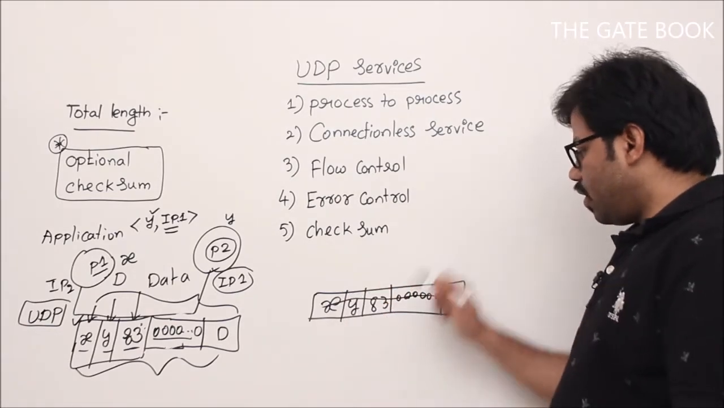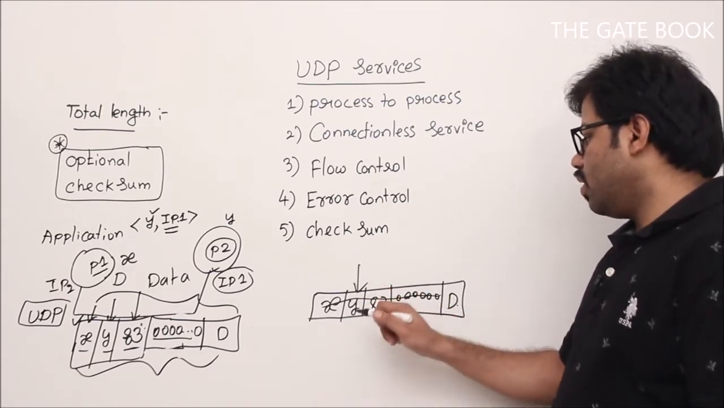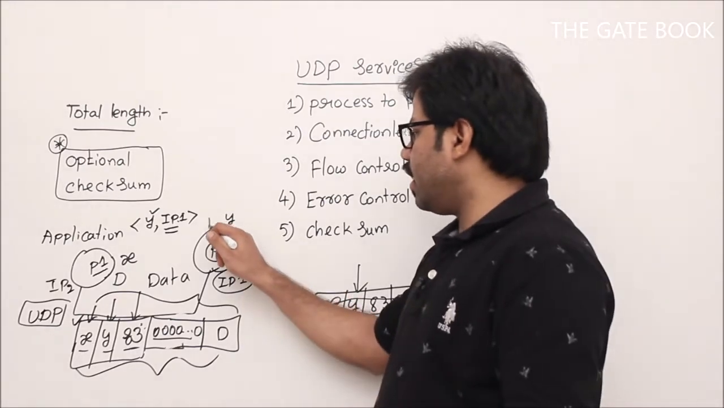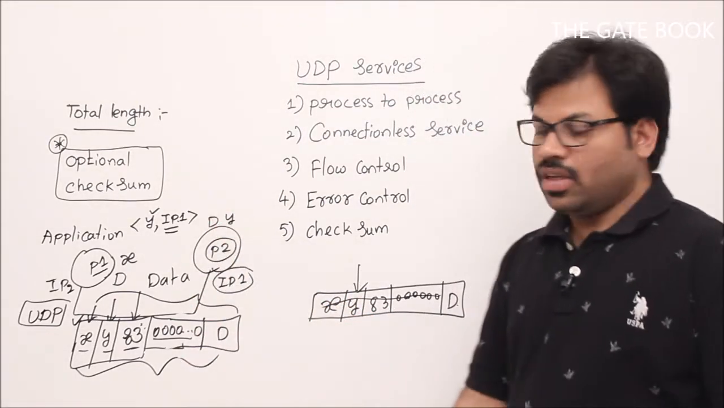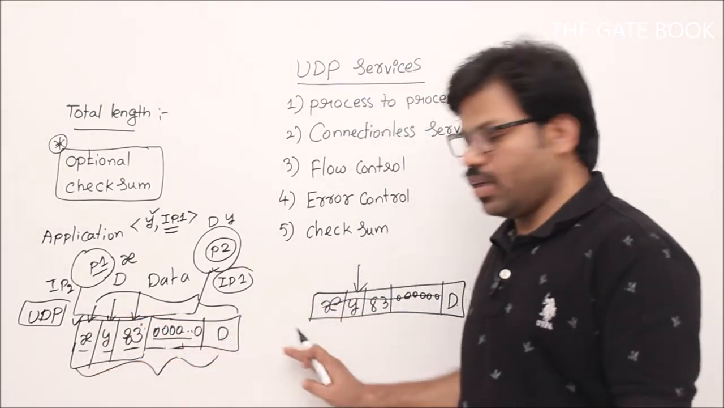So data will be given to whom? What is the destination port number? Y. So that will be given to Y. So my dear Y, please take D. In that way communication takes place. So with the help of the network layer, finally we moved this packet from here to here.